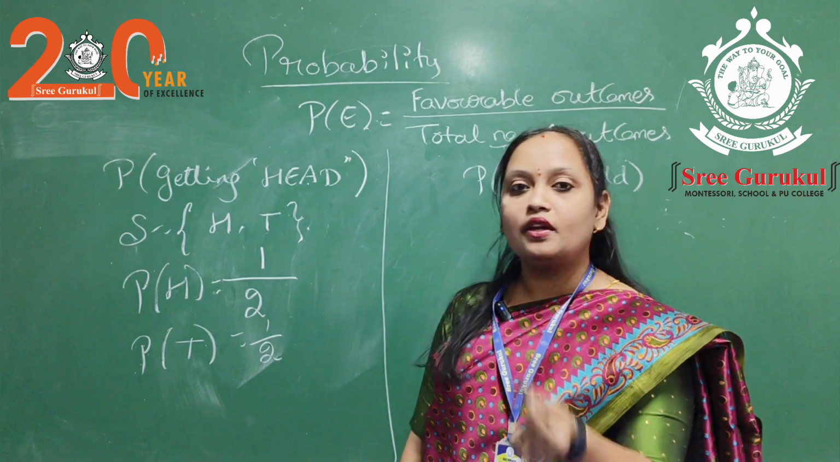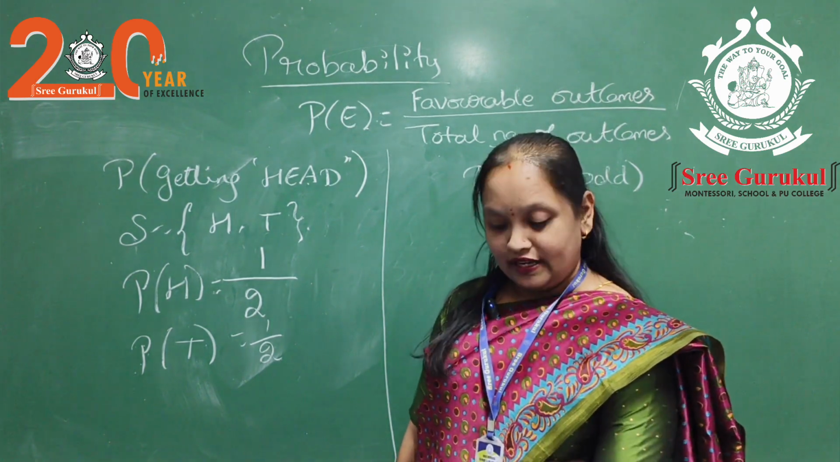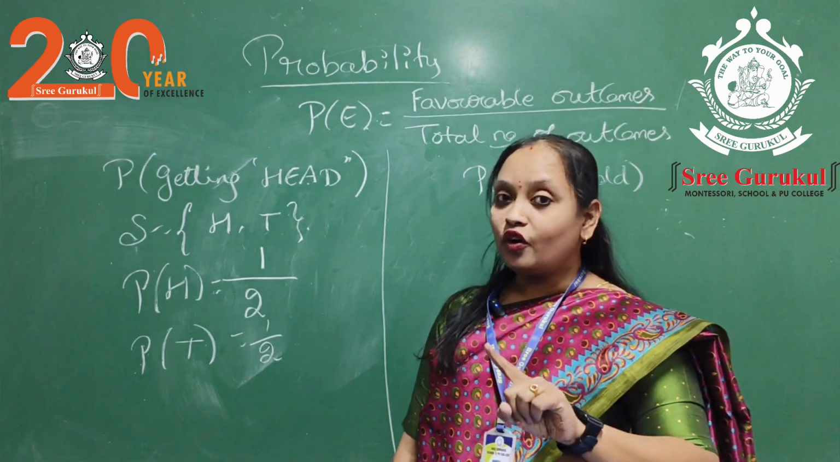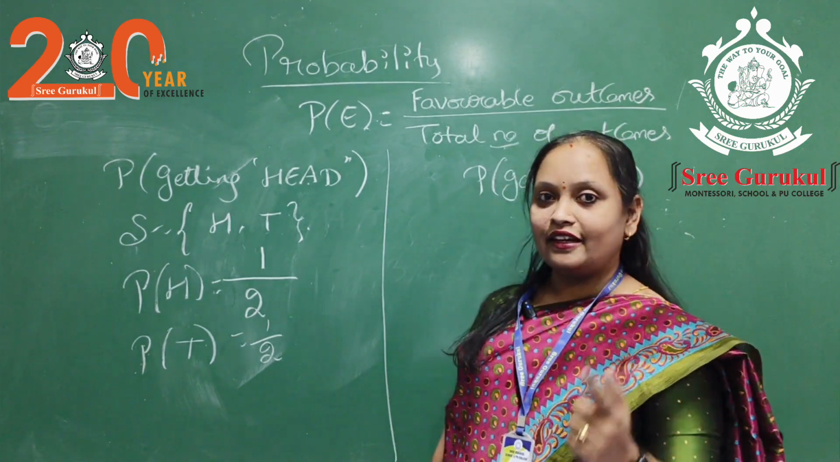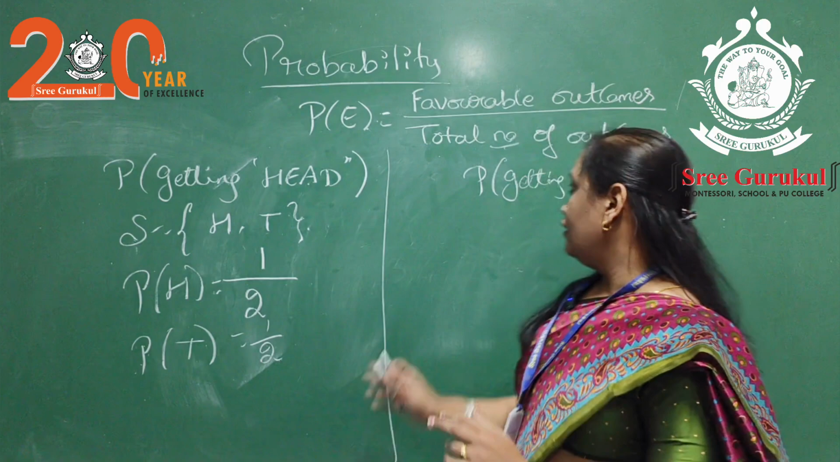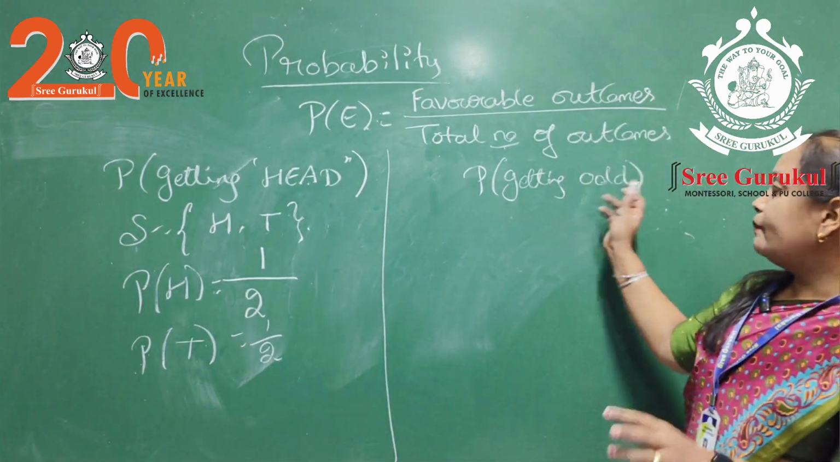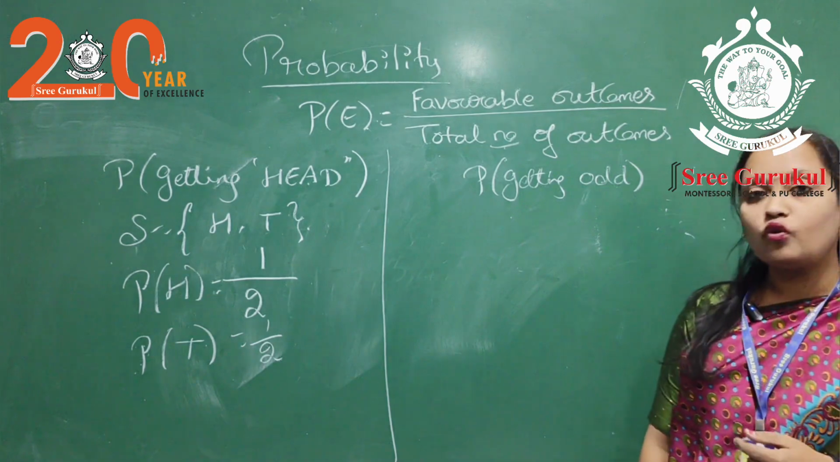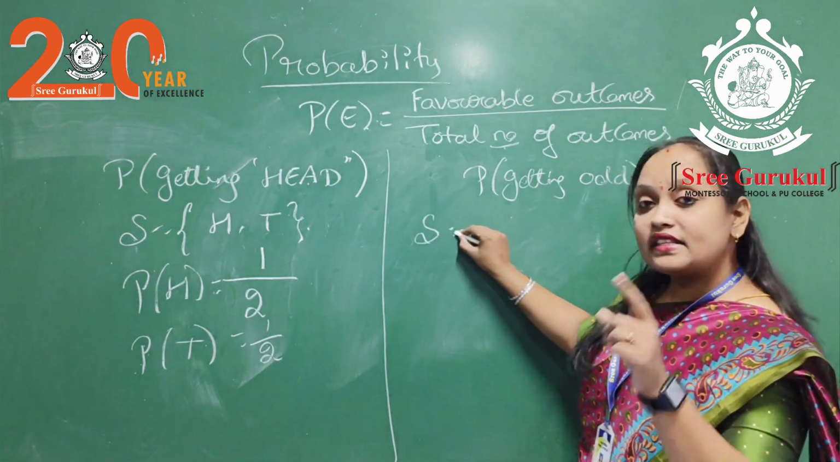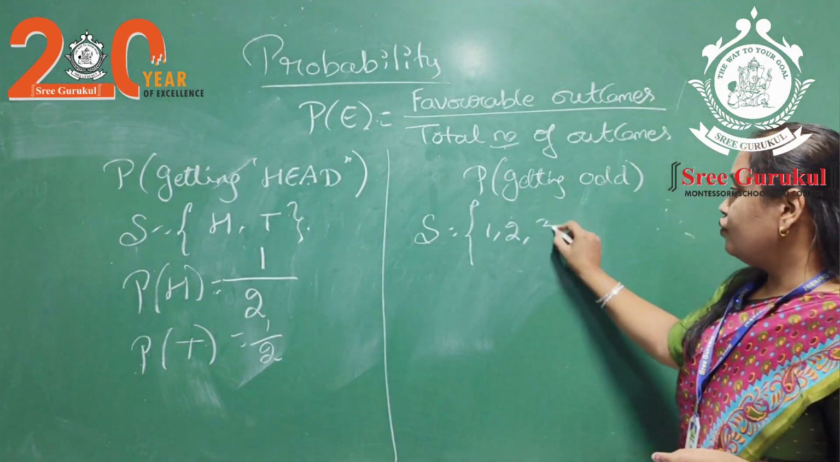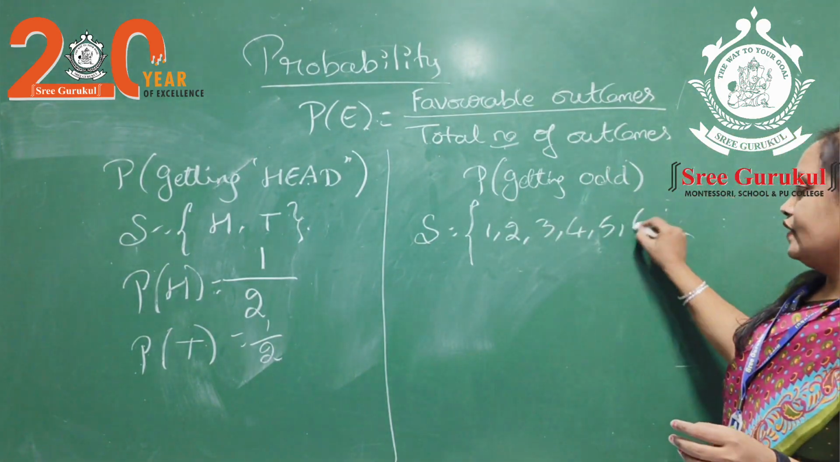A coin is very important, because later we will discuss what if 2 coins are tossed or 1 coin tossed twice. We will start from the basics. We will come to throwing a dice. What is the probability of getting odd? This is my question. So first we have to write the sample space of throwing a dice, that is 1, 2, 3, 4, 5, 6.